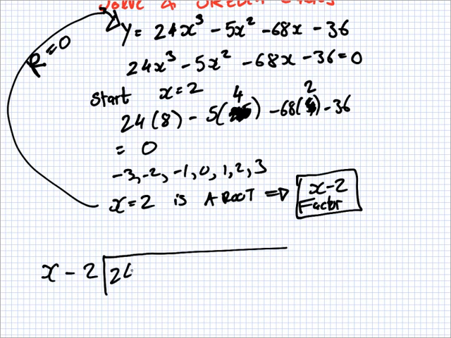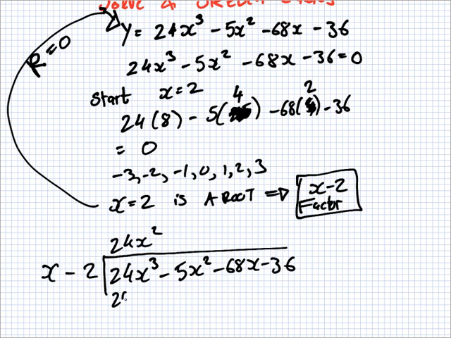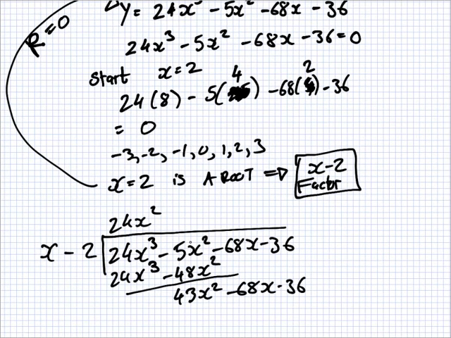Okay, so the first one, what's that going to be? 24, isn't it? 24x squared. There's 24x cubed. Minus 48x squared. And then, what's that? Minus 5 minus 48. Is that 43? 43x squared. Is this right? Yeah. Are you sure? Okay. Plus 43x. So that's 43x squared minus 48x.